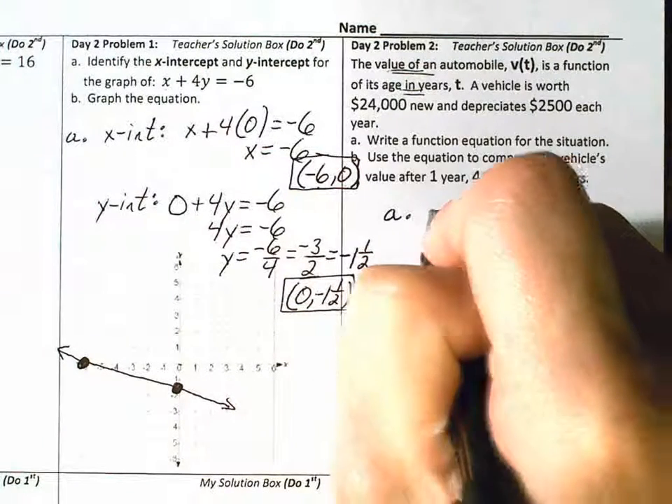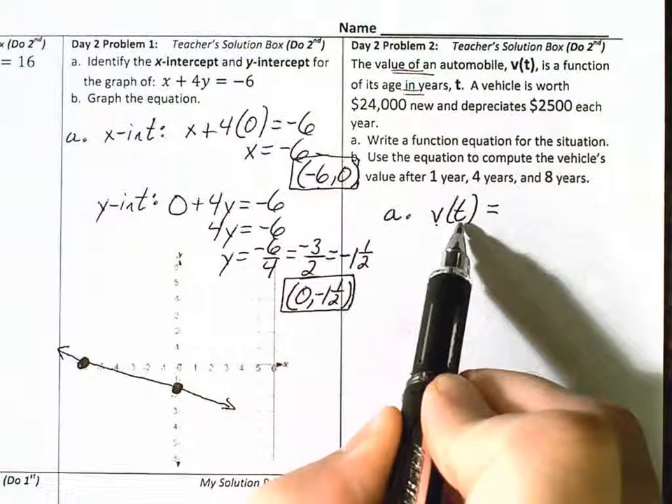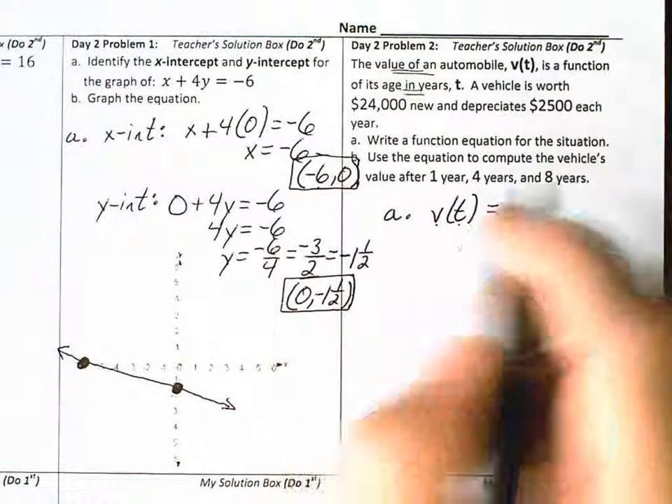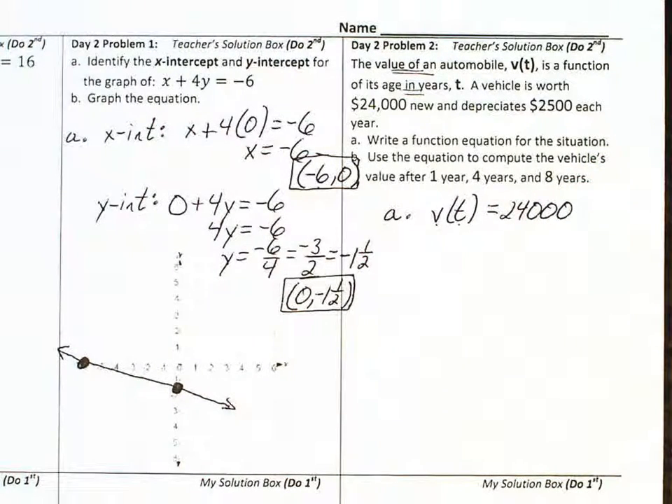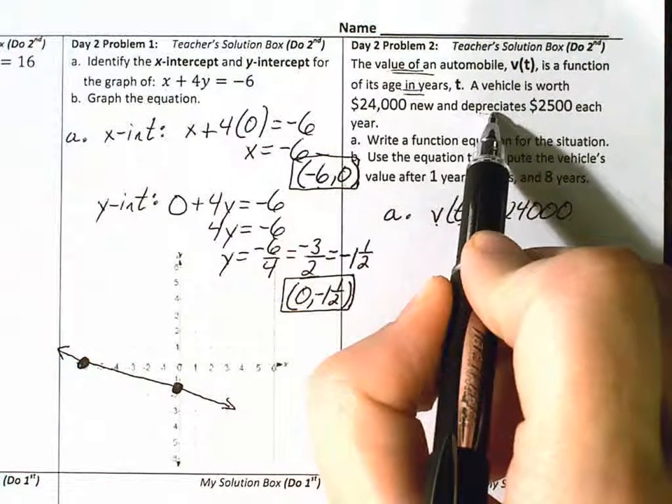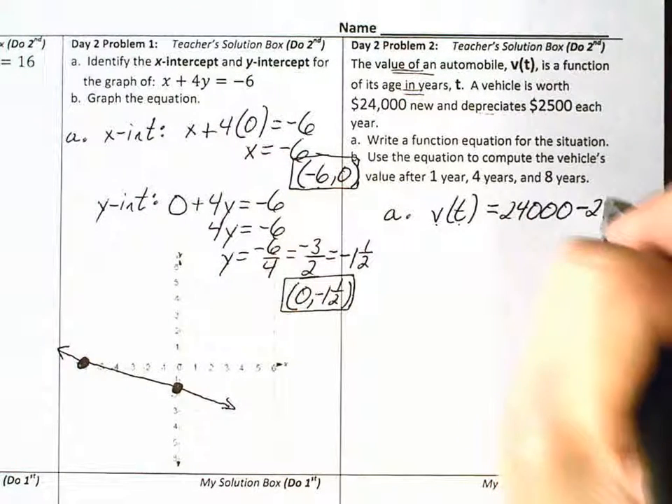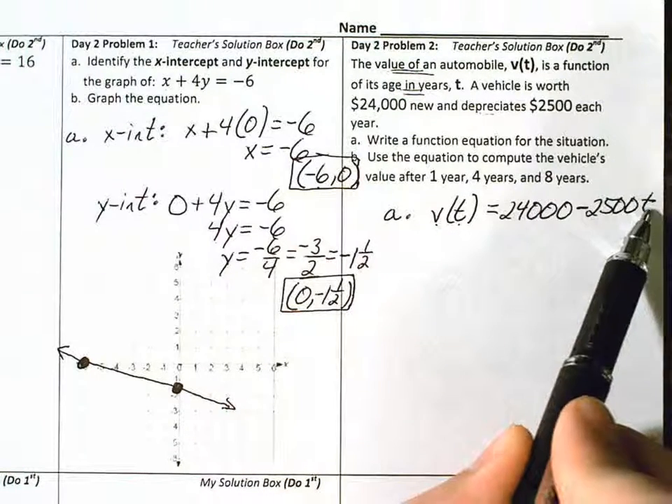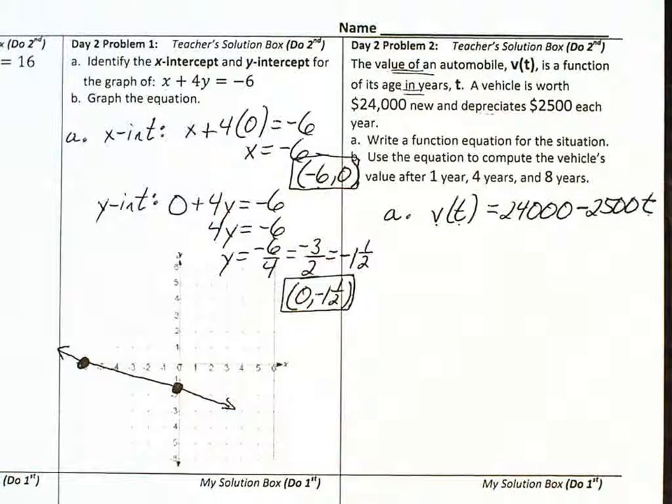So our equation is going to begin V of t. The value of a vehicle after t years is what these symbols mean. The value of the vehicle is $24,000 when new, so that's its initial value, but then it depreciates or loses value each year. And so we're going to subtract 2,500 times t, where the letter t is representing the number of years. So every time t increases by 1 unit, we subtract an additional $2,500 from the value of the vehicle.